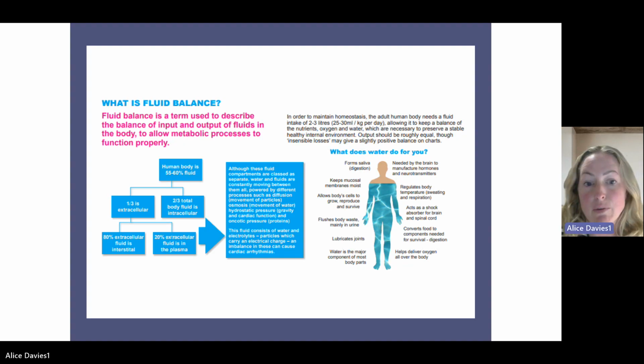What is fluid balance? Well, fluid balance is a term that's used to describe the balance of input and output of fluids in the body to allow the metabolic processes to function properly. So it's really important that we maintain homeostasis. Our human body needs a fluid intake of about 2 to 3 litres, allowing us to keep the balance of nutrients, oxygen and water, which are necessary to provide a stable, healthy internal environment. Our output needs to be roughly equal, although insensible losses may give a slightly positive balance on charts, and that is okay.